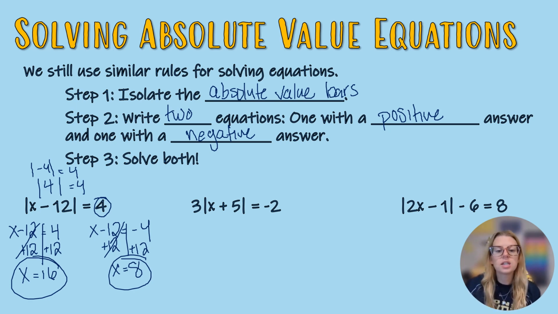Okay, now let's look at the next one. The next one has that number on the outside, but I want to eliminate everything from my absolute value bar.